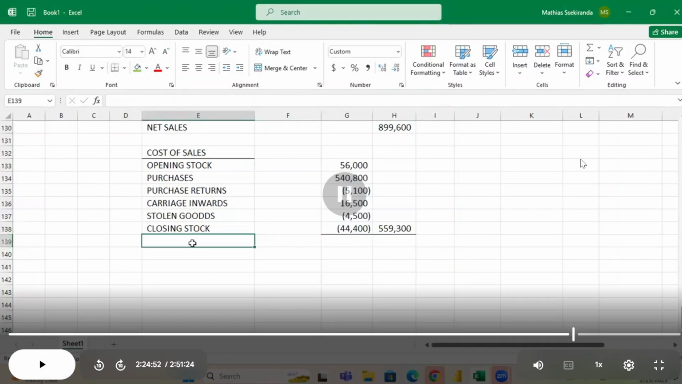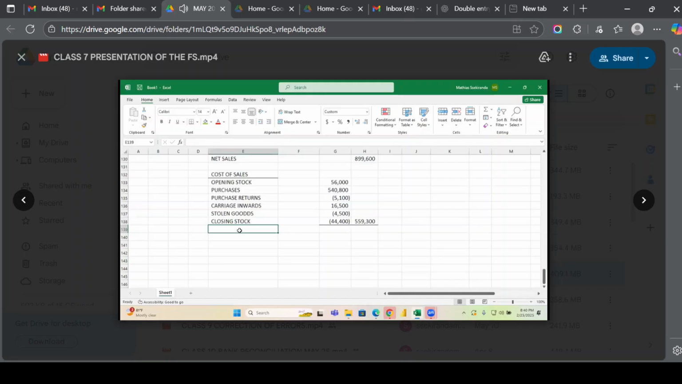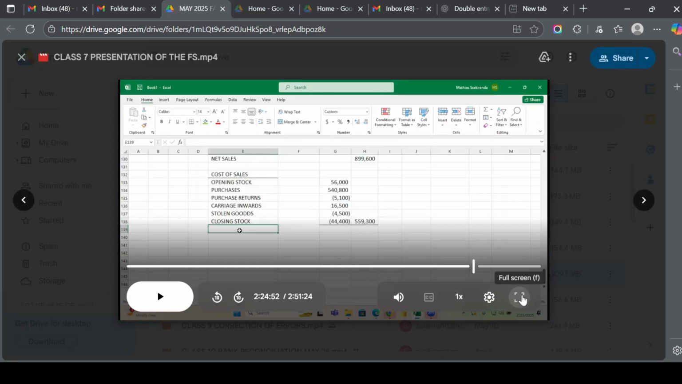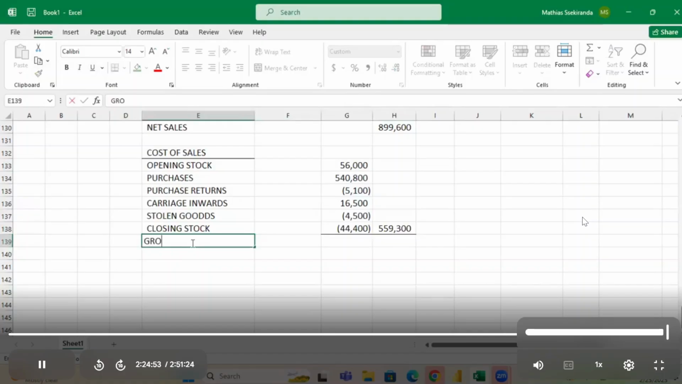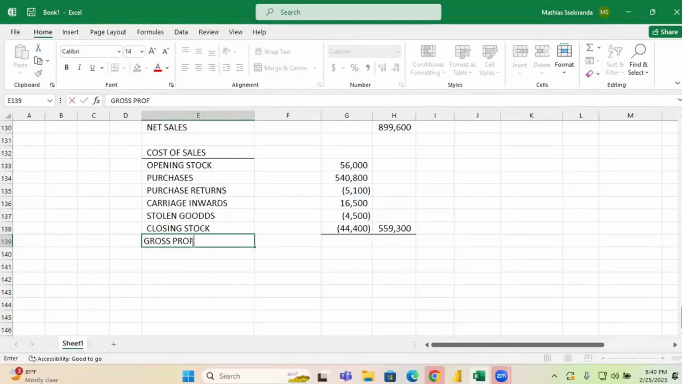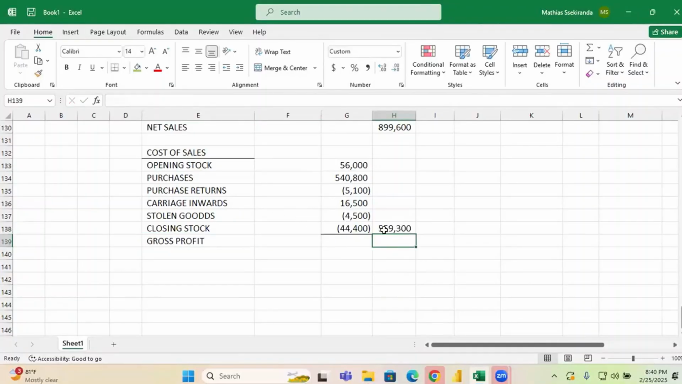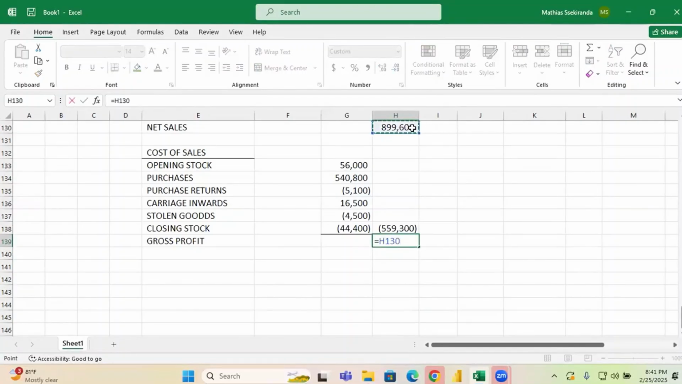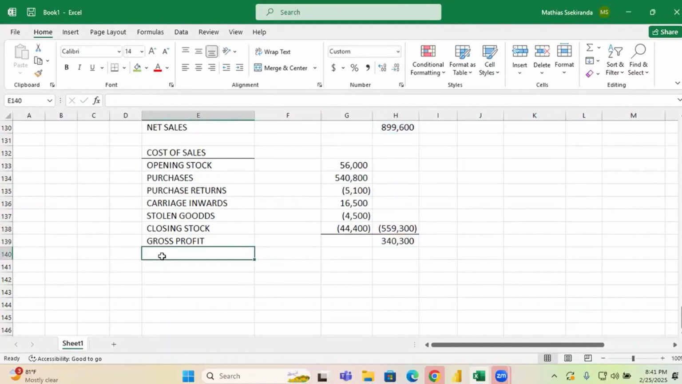Okay, so we get what you call gross profit. Gross profit. So since this is a cost, I normally put it in brackets to show that it has to be a less. So we shall get that as your gross profit.